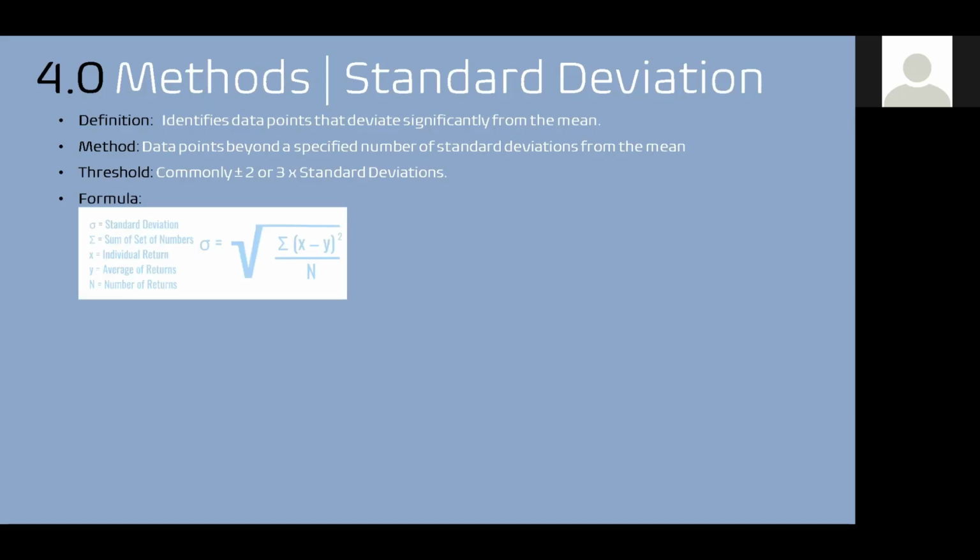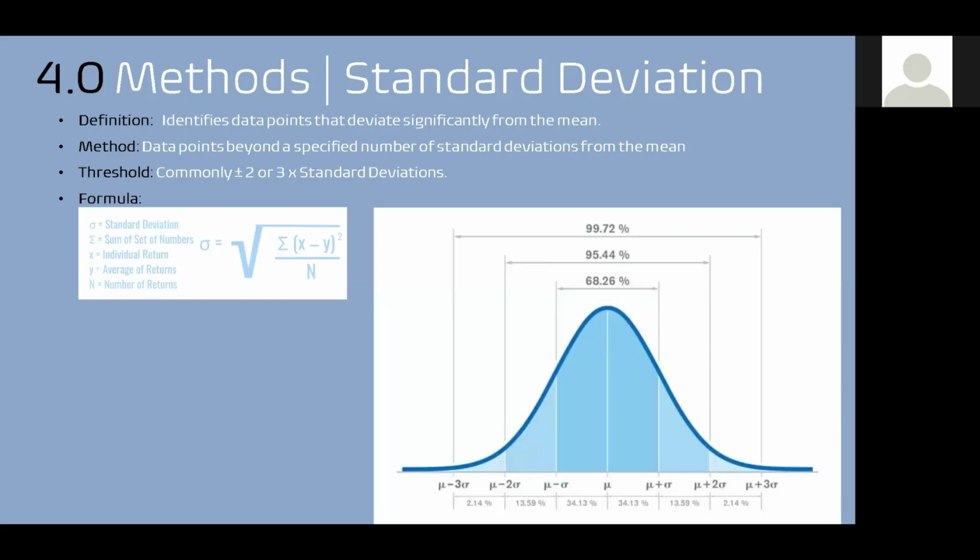And the formula will be something like this. This is the formula, where sigma stands for standard deviation, and that's how it's set up. And the good news is, you don't have to do it manually. Tableau has built-in formulas for it. And this is how it visually looks.